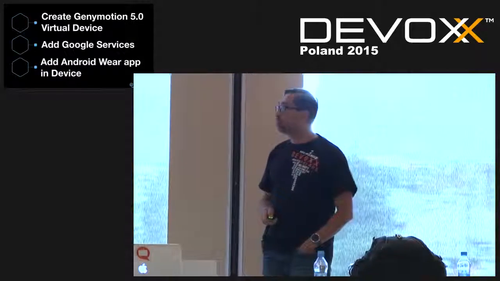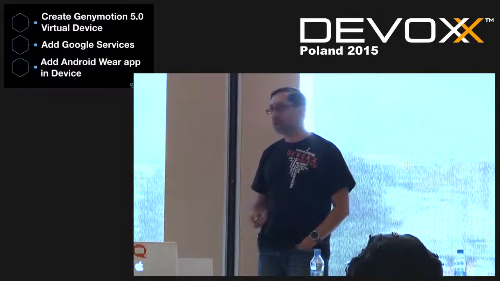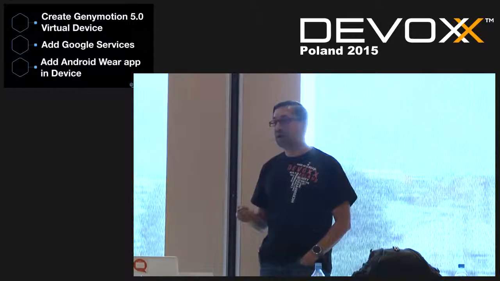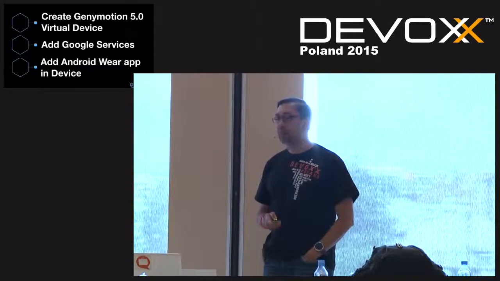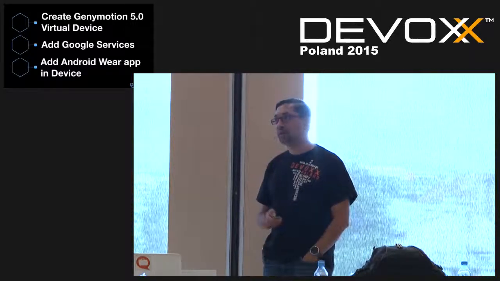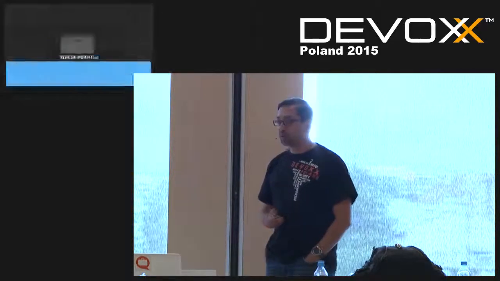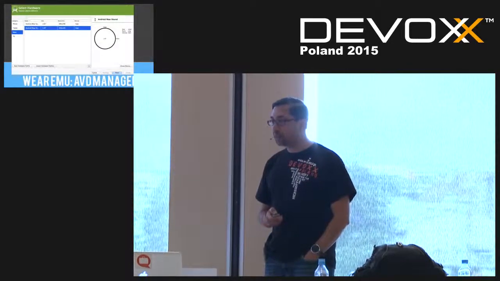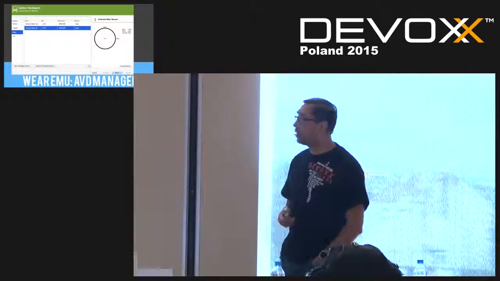So if you do a web search for Genymotion add Google services, you'll find a step-by-step guide on where to download the possibly illegal package binaries to install this onto your device, or your emulator, okay? All right, so once you have that installed, then for the actual Wear emulator, it's pretty straightforward.